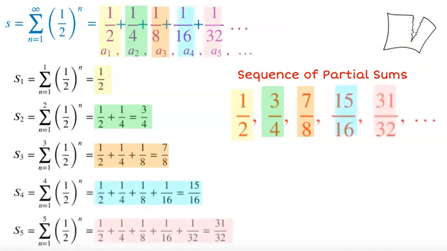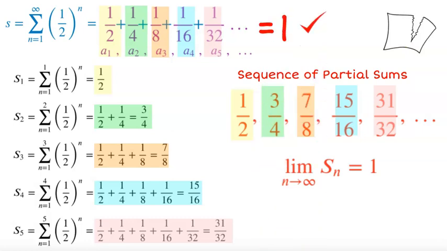Now that we have several values, let's look at the sequence of these partial sums. The sequence of partial sums is 1/2, 3/4, 7/8, 15/16, 31/32, and so on. It looks pretty clear that the sequence of partial sums is approaching 1. Each sum is getting closer and closer to the value of 1. That means that the series converges to 1.